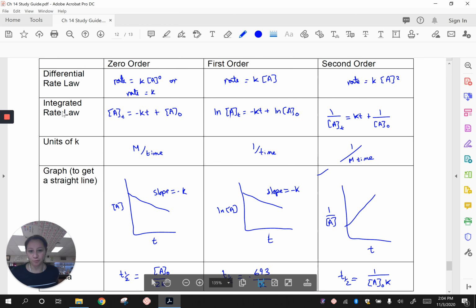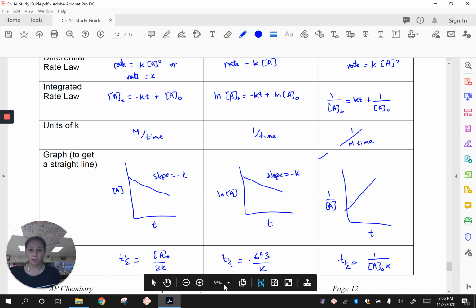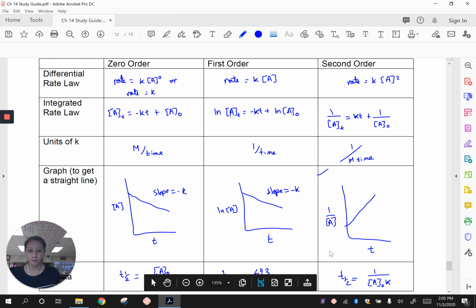So welcome back. Hopefully you tried to do this on your own. So you can compare 0, first, and second order, the differential rate law, the integrated rate law, the units for K, the graph, and then the half-life. Remember the half-life equations, you only need to know this one, not the other ones, not 0 or second order.